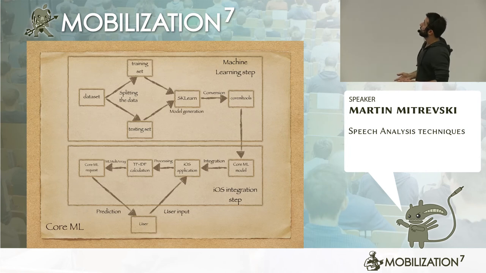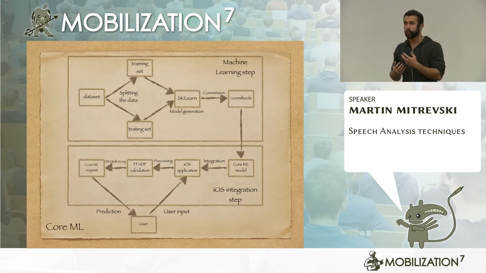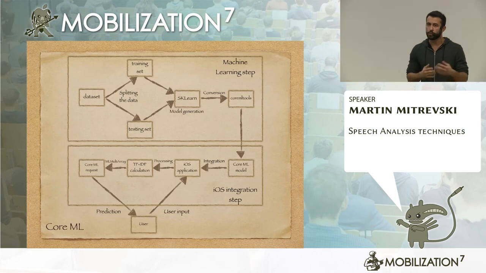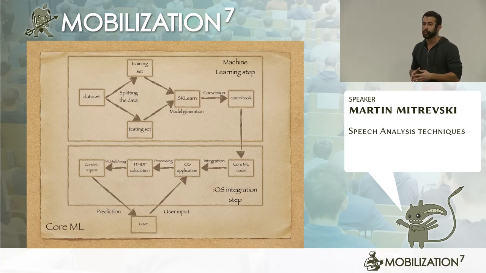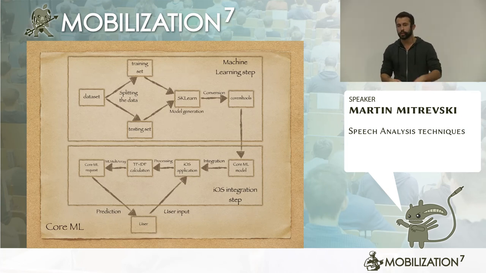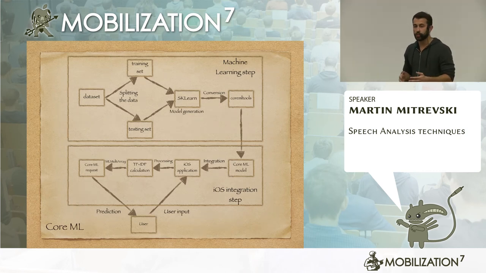So here, for example, sklearn is one of the popular ones for text analysis. You can use, for example, Keras as well. There are a few others. So I think there are six machine learning frameworks. And the cool thing about this is that you can reuse something that has been developed in academia for many years. You can take this model and then directly integrate it to an iOS application.